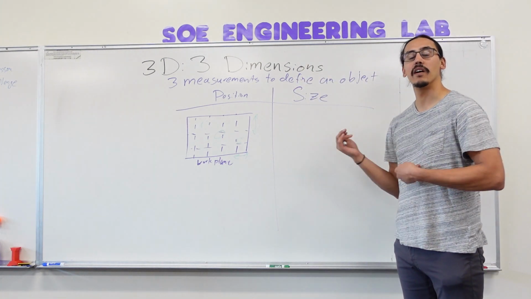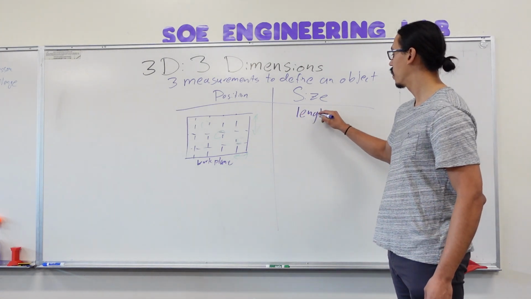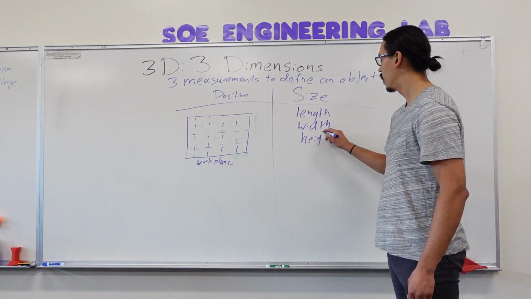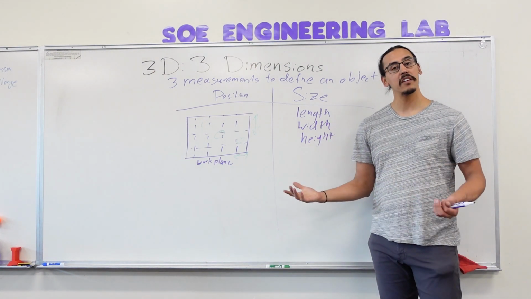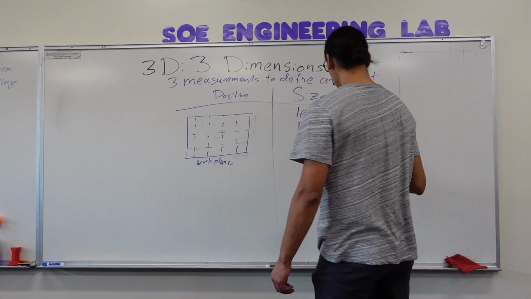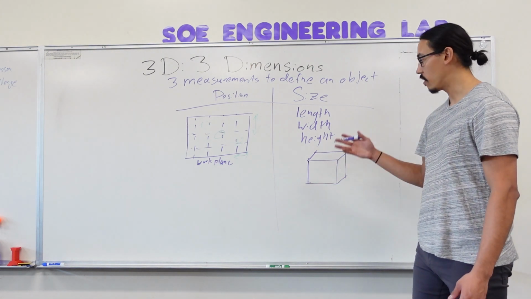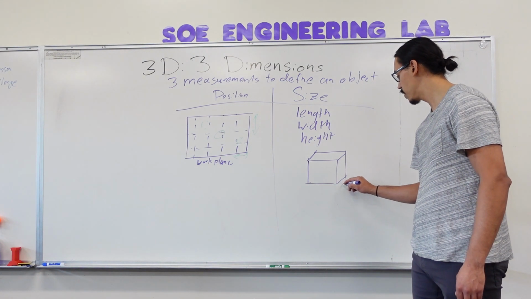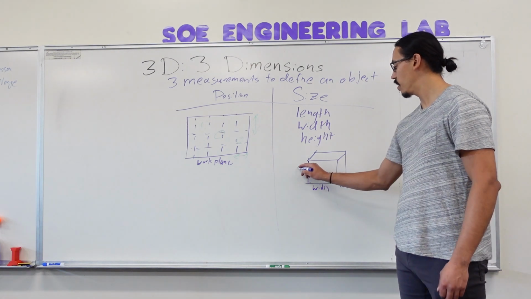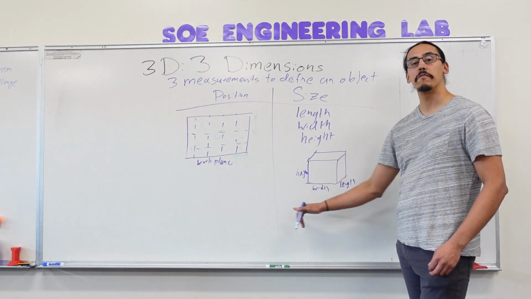For size, it's going to be a little bit different. For size, we're going to have our length, our width, and our height. And this is going to decide the size of something. So let's look at an example right here. So let's say we have a cube. So the 3 dimensions for this cube are its length, its width, and its height. So those 3 numbers define the whole cube.